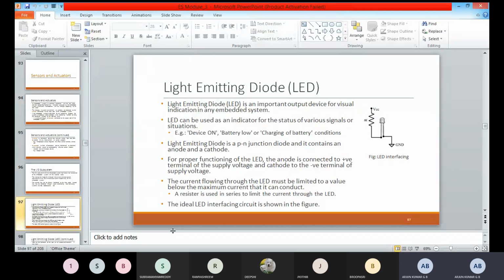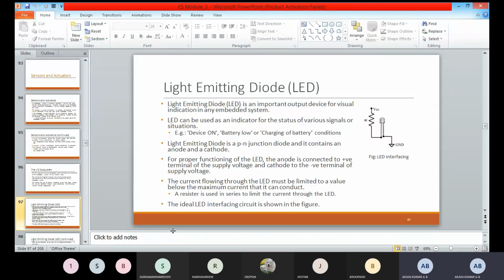Or charging of the battery. If you are charging the battery, you can see it on your mobile phone. When you charge, one LED will be on. It is the indication that the device is charging. That's a general thing. That's why in every embedded system, most of these LEDs are used for visualizing the indication of the embedded system. And then the proper functioning of the LED.